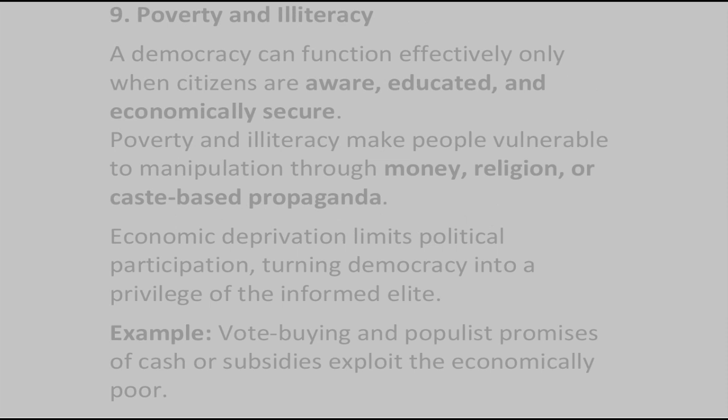9. Poverty and illiteracy. A democracy can function effectively only when citizens are aware, educated, and economically secure. Poverty and illiteracy make people vulnerable to manipulation through money, religion, or caste-based propaganda. Economic deprivation limits political participation, turning democracy into a privilege of the informed elite. Example, vote buying and populist promises of cash or subsidies exploit the economically poor.